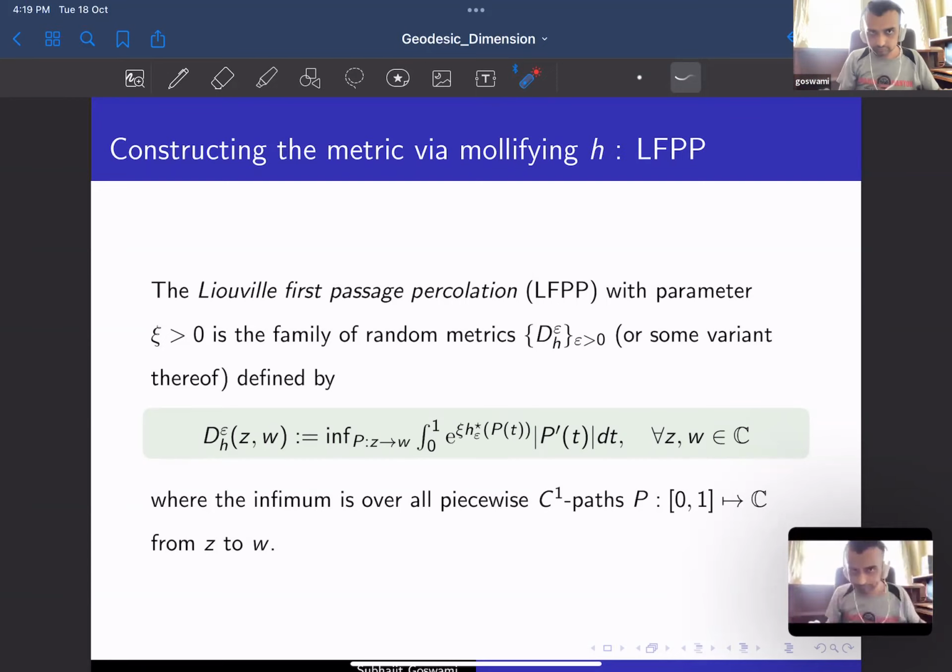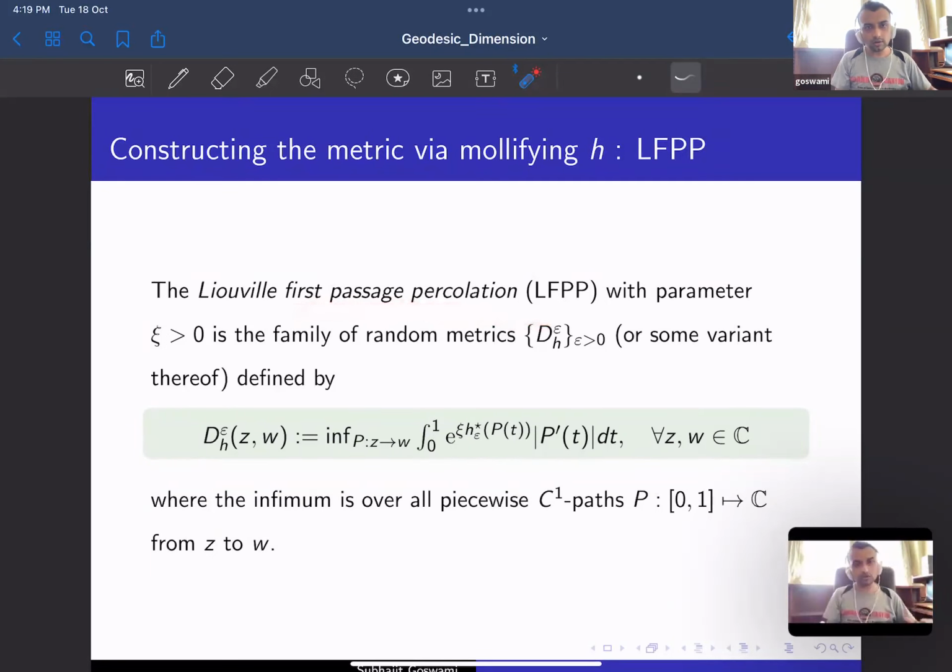Okay, the limiting metric. Anyways, it is another reparameterization for the moment. Let's just think about it, which is good for making sense of the metric. So you define the lengths in the usual way, and then define your distance to be the length metric. You have defined the lengths of paths, and you define the length metric space, which is just taking the infimum of such lengths over all piecewise C1 paths connecting Z and W. So that's your definition. Why is it called Liouville first passage percolation?